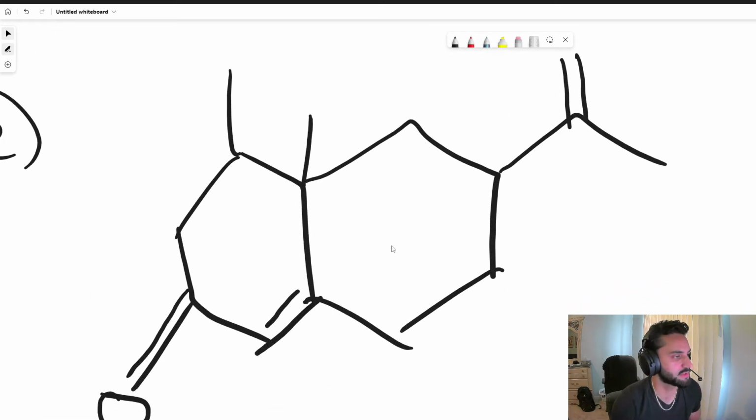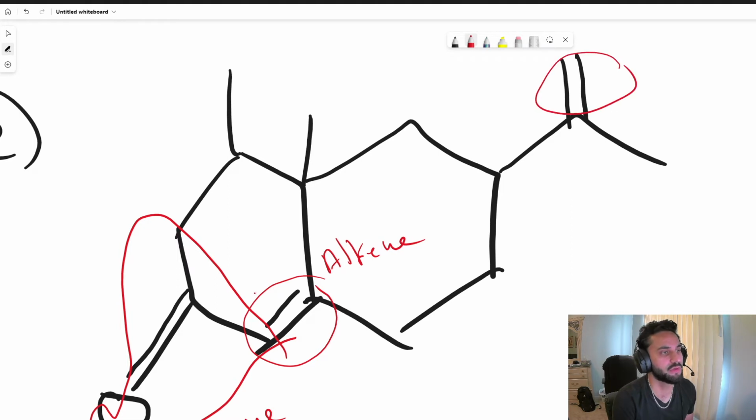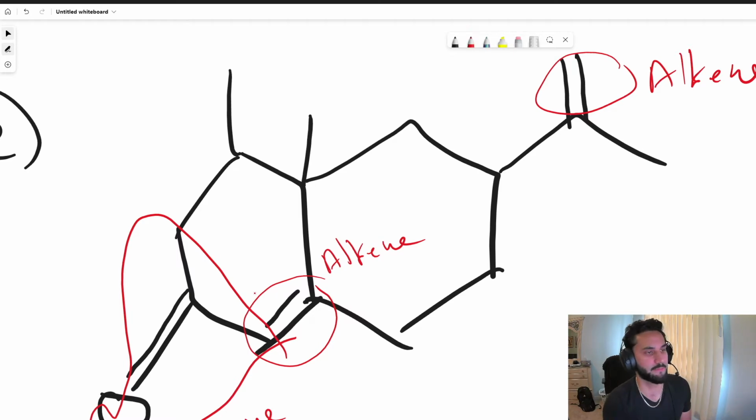Our last one here, at first it looks a little complicated because we have these double rings, but they're actually just alkane cyclohexanes. So there's no benzene rings here. Again, we have this group here, which we previously said is a ketone functional group. Again, here is an alkene functional group, and here's another one as well. So two alkene functional groups here and a ketone.